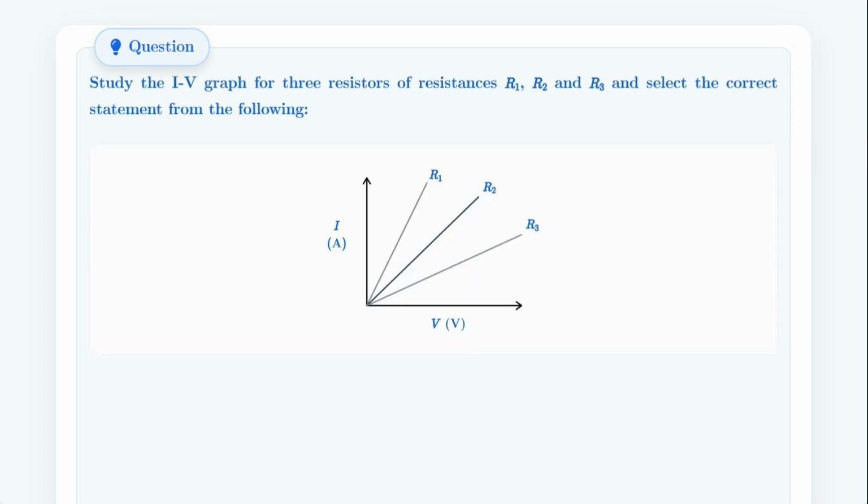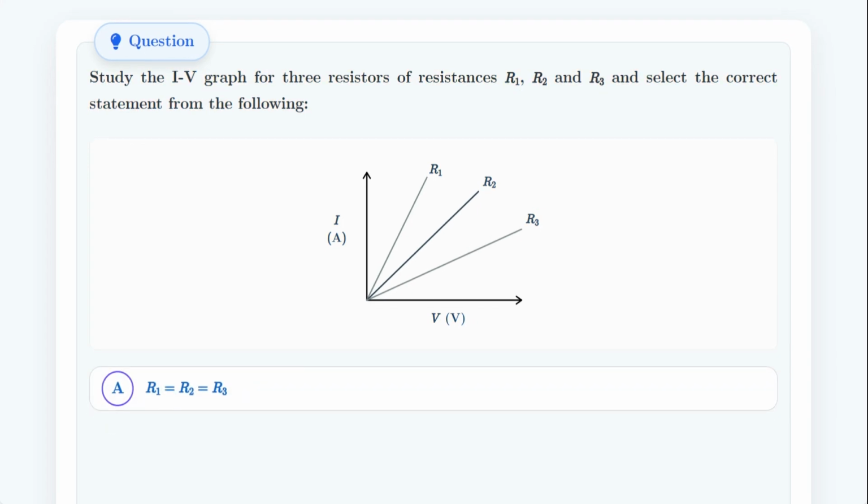Let's read the question together. It says, study the IV graph for three resistors of resistances R1, R2, and R3 and select the correct statement. We have four options here. Option A suggests all three resistances are exactly equal.